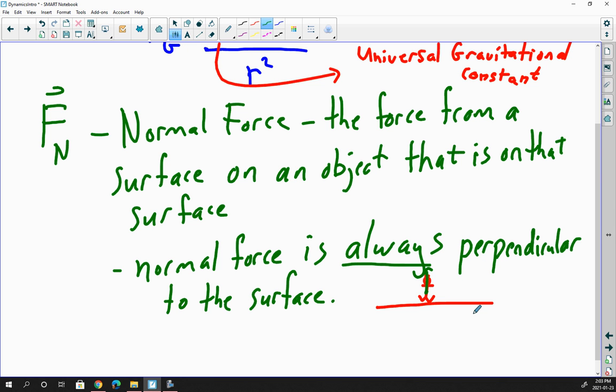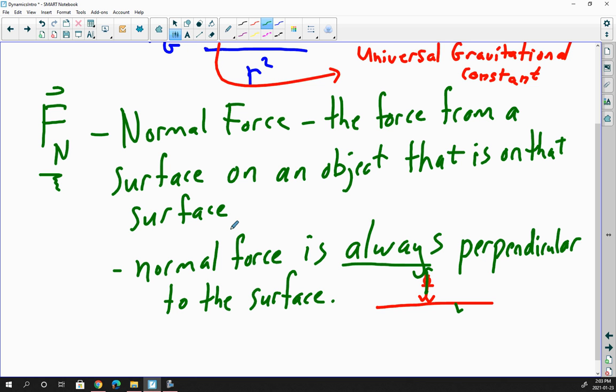This happened to me actually as a young kid. I was walking on a person's porch, the veranda, the deck at the side of the house. The wood was all rotten. I took a step and my foot fell through the surface. It wasn't providing enough normal force.